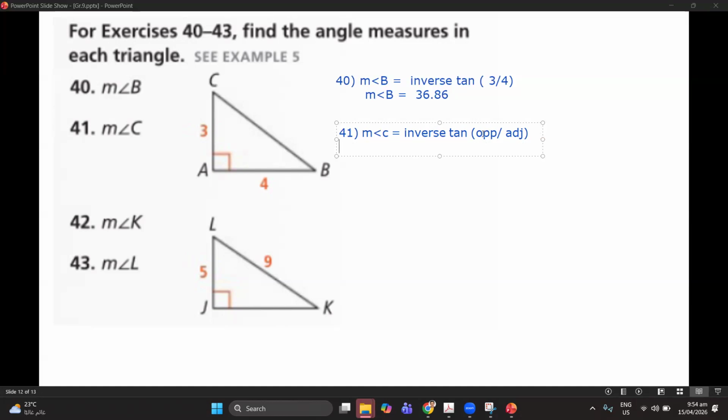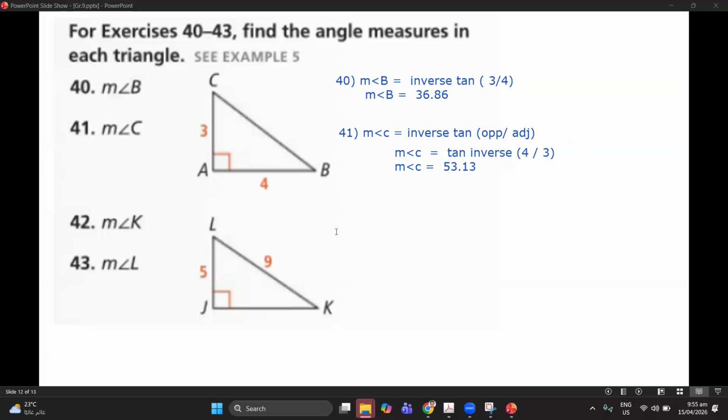Now, what's the opposite here for angle C? 4 over 3. Which is 53.13. Thank you.